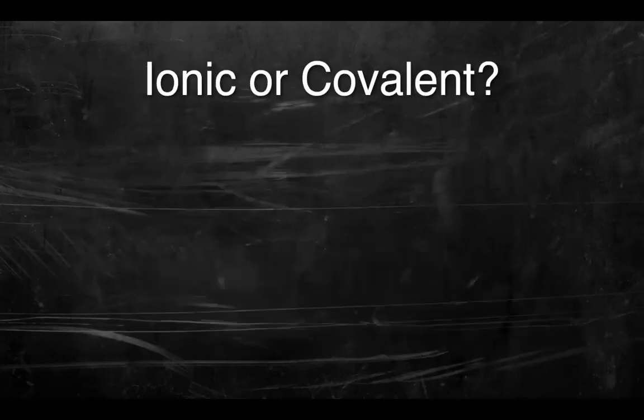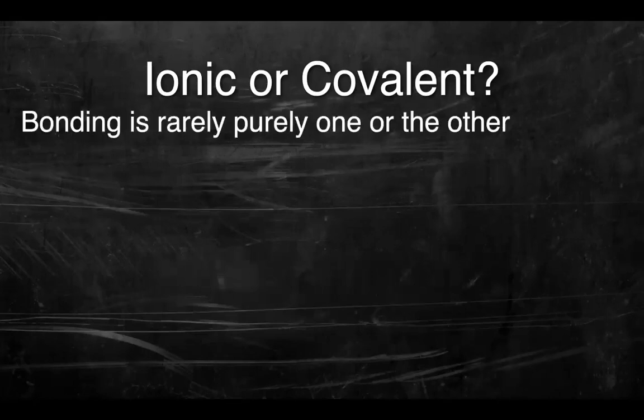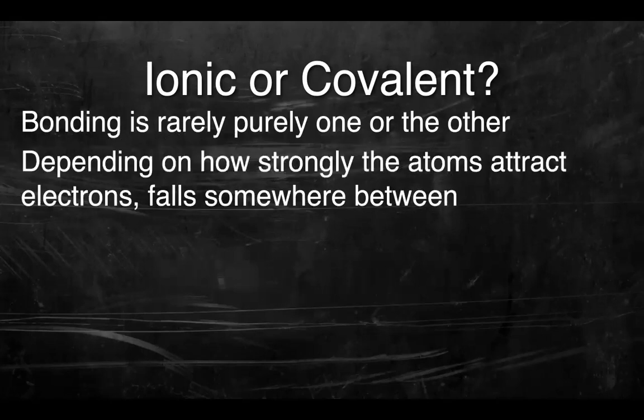So then the question becomes, okay, how do you know if a bond is going to be ionic or covalent? Now, it's interesting because when we usually teach this to, say, somewhere in grade 7, 8, 9, we usually describe bonds as either ionic or covalent. But now that you're in grade 10, I can actually explain to you based on electronegativity that it's not really a question of black and white. It's a degree. So bonding is not really purely ionic or purely covalent. It really depends on how strongly the atoms attract electrons. And so most bonds fall somewhere in between ionic and covalent.